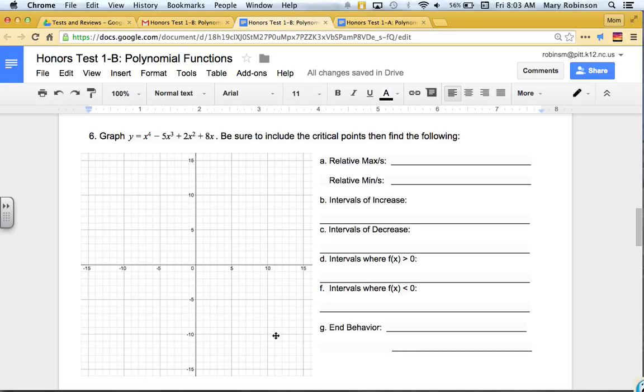D, intervals where f of x is greater than 0. F, intervals where f of x is less than 0. End behavior for g.